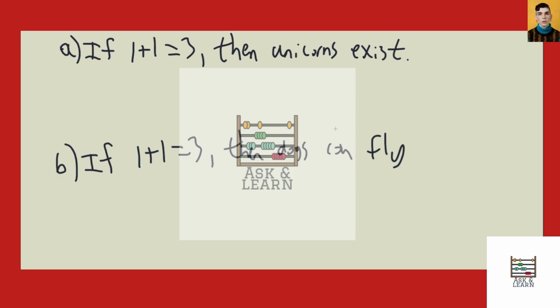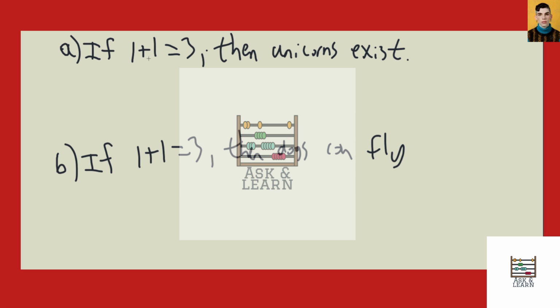All right, it's kind of fun. So our first statement here is, if 1 plus 1 is equal to 3, then unicorns exist. So is that a true statement? Well, we have an if-then statement. So what this means is, if the first part of the statement, namely if 1 plus 1 is equal to 3, then it has to be true that unicorns exist. If 1 plus 1 is equal to 3 is true.